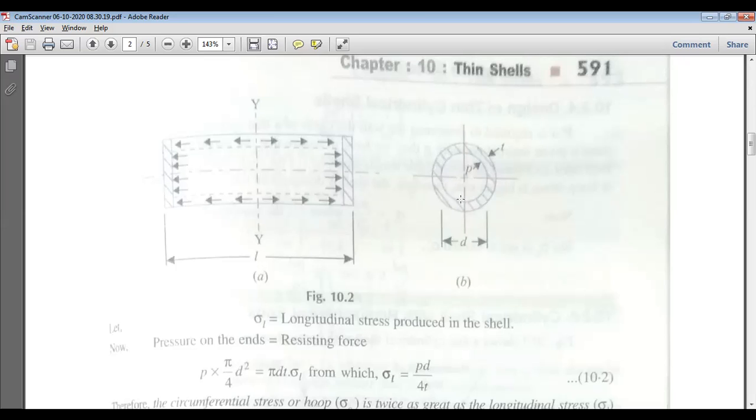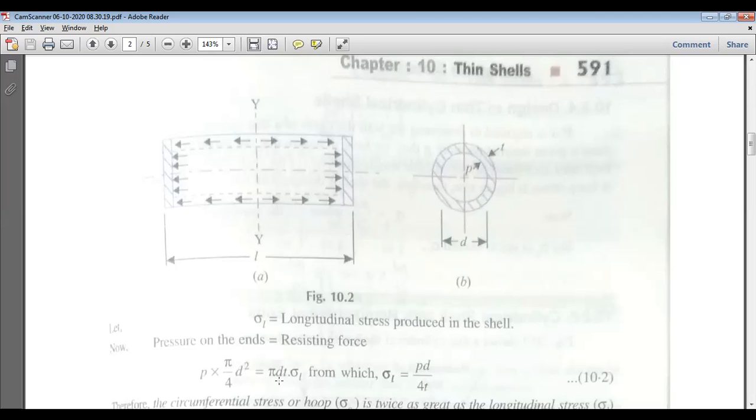Pi by 4 d square, where D is the opening in which the fluid is there. So this fluid will be exerting pressure P into pi by 4 d square, and then again there will be a resisting pressure or compressive strength that will be coming from the material. So this resisting force is pi d t sigma L. Sigma L is again the longitudinal stress.